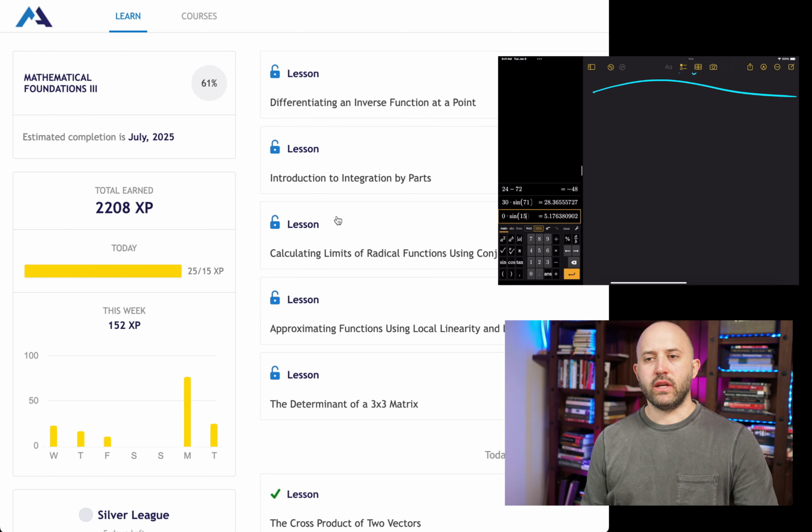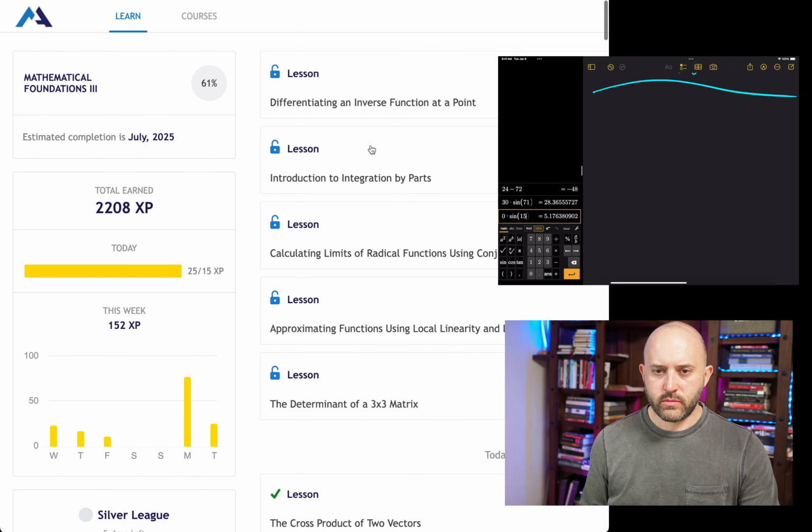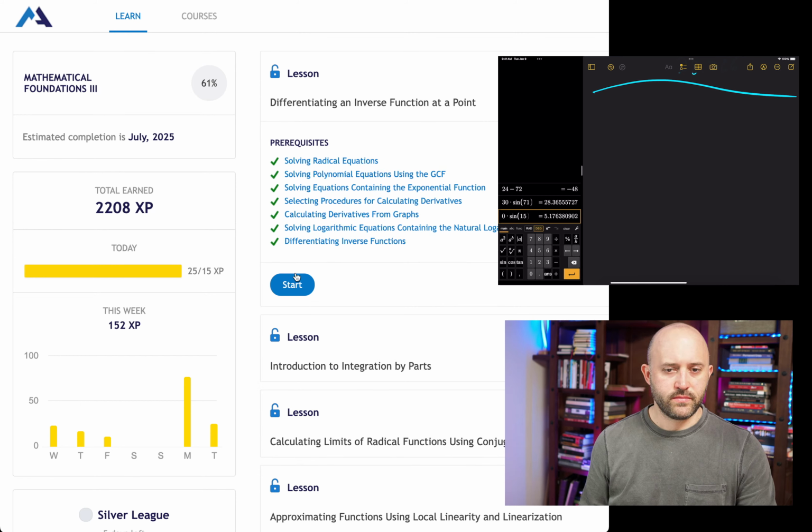Okay, what do we want to do next? This is going to be the last one, so let's pick a fun one. Integration by parts is not fun. Limits of radicals, approximate functions, determinants of a 3x3 matrix, differentiating an inverse function at a point. Let's do that one.